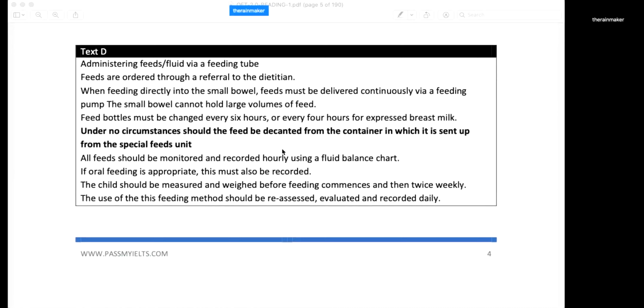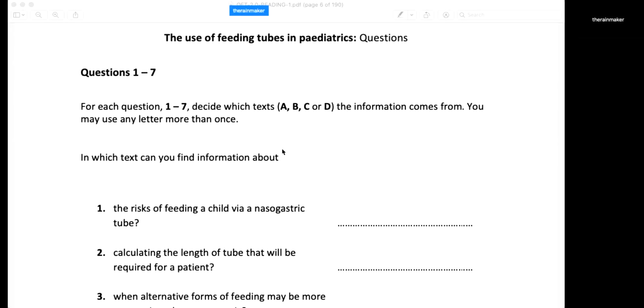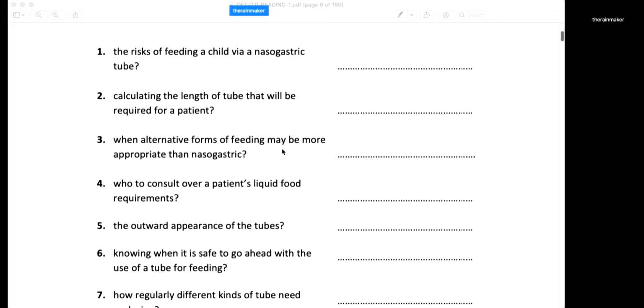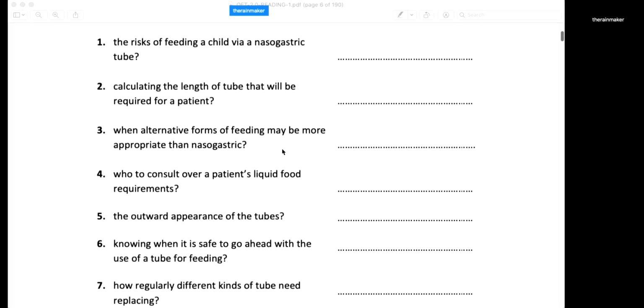I'm just giving you a general introduction at the moment. And this is also going to be your homework. You guys are going to do this as homework. Then we have, like I said, 20 questions. These that you see in front of your screen at the moment are match questions. For each question 1 to 7, decide which text, A, B, C, or D, the information comes from. You may use any letter more than once. You just write A, B, C, or D as your answer.